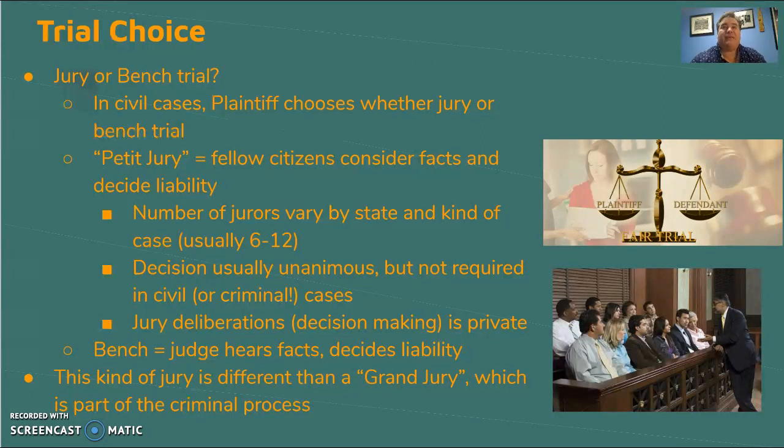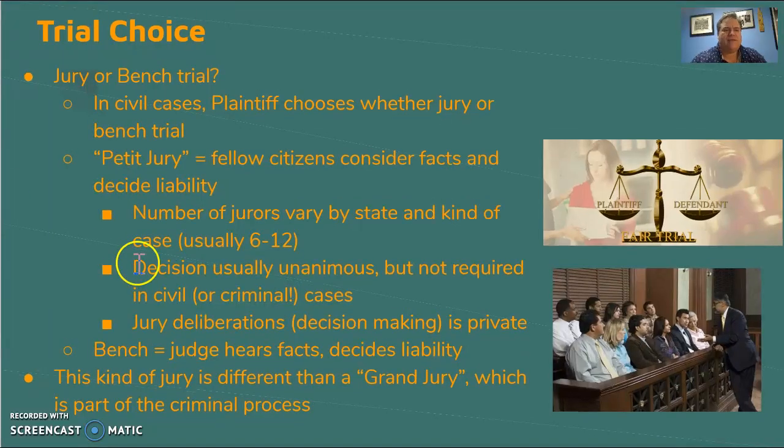How many people have to agree also varies by state. Decisions are usually required to be unanimous, but that's not a constitutional requirement in civil cases. There are some states that don't require unanimity in criminal cases. So it's hard to say how many. Each state has its own number. Jury deliberations, however, are always private. It is not a public process for the jury to come together after a trial is completed to discuss the case and then attempt to arrive at a verdict, a decision in the case.